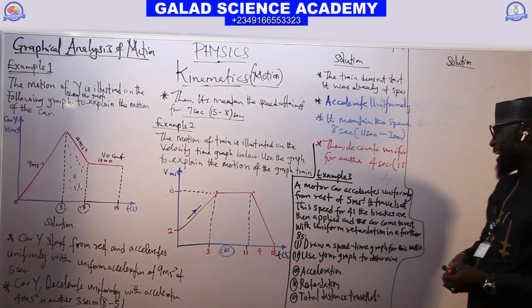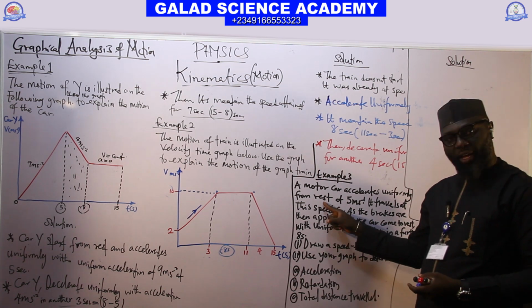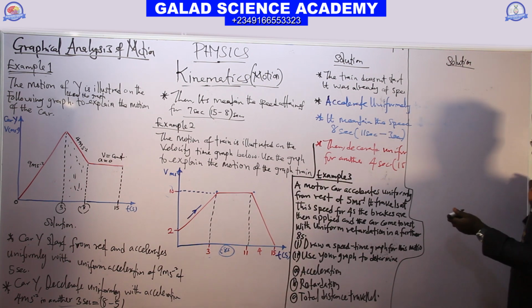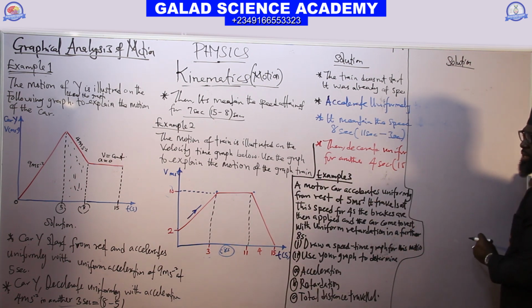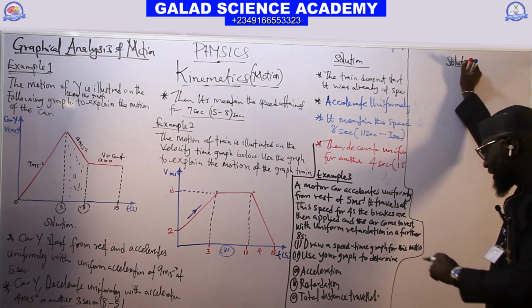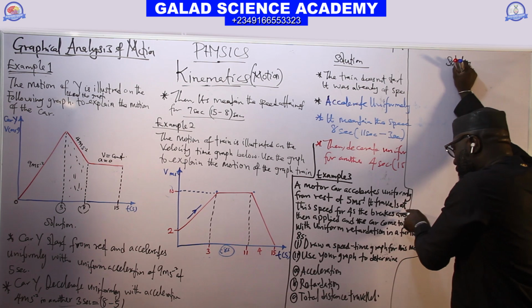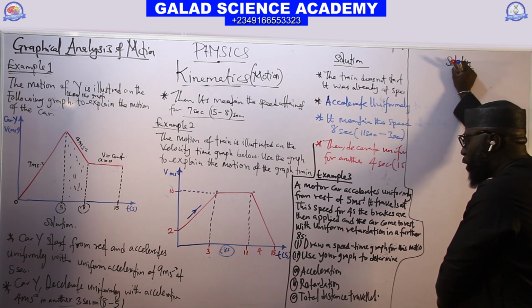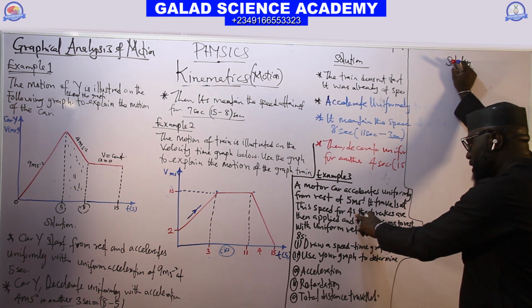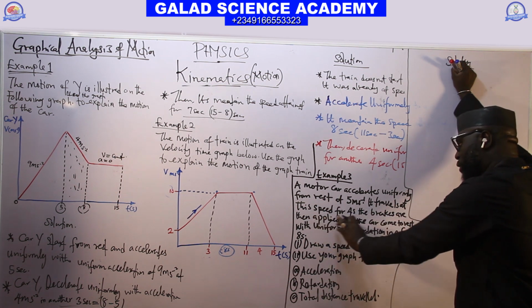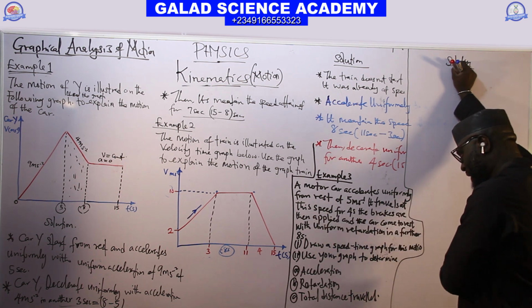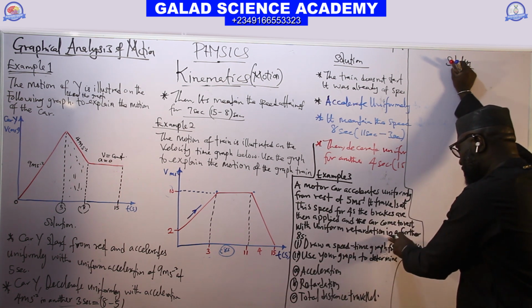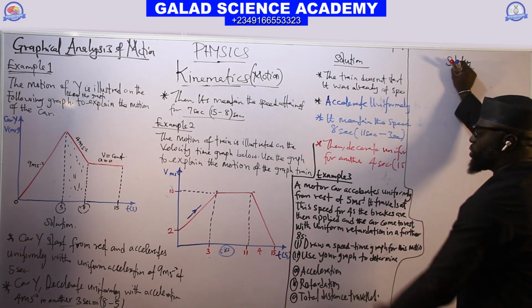Solution. A motor car accelerates uniformly from rest at 5 meters per second square. It travels at this speed for 4 seconds. Then the brake is applied, and it comes to rest with uniform retardation in a further 8 seconds. Good.